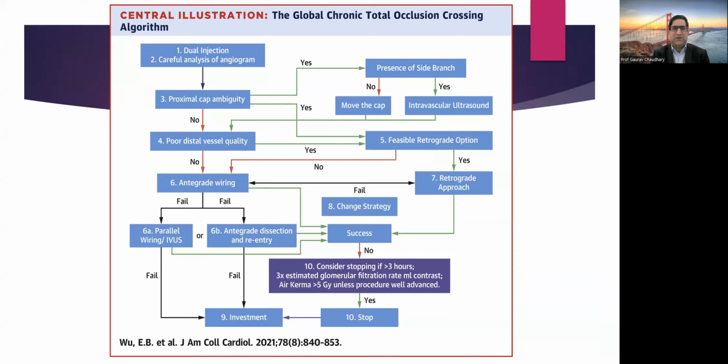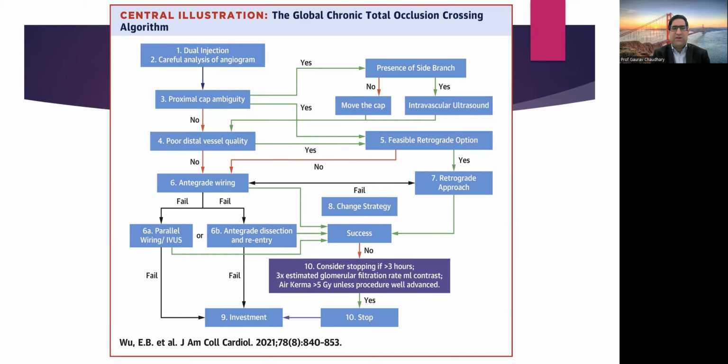And coming back to the proximal cap ambiguity, if it is not there, that means if you are getting a clear-cut stump, then we should see whether poor distal vessel quality is there. If no, that means good vessel quality is there, then we should think about the antegrade wire escalation. And if this fails, we should gradually change our wire according to the tip load, whether they are polymer jacketed or non-polymer jacketed, and whether the tip is tapered or non-tapered. That I will discuss in detail in the coming slides.